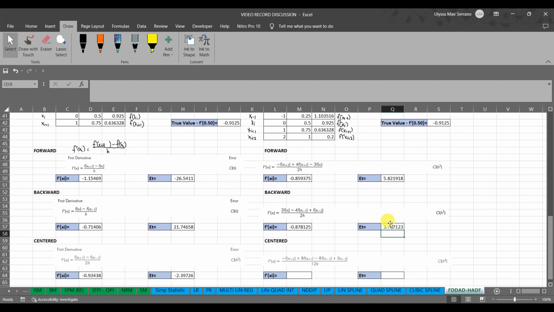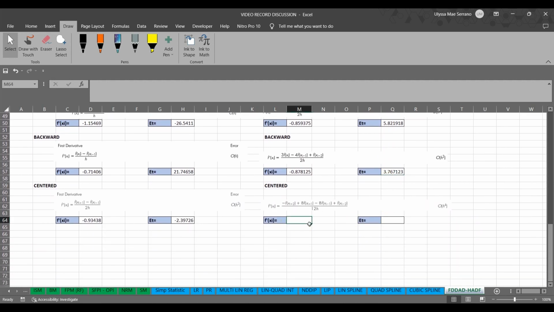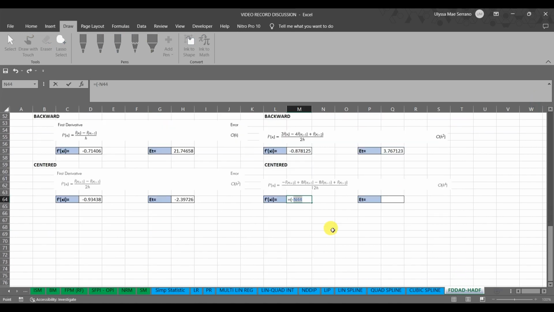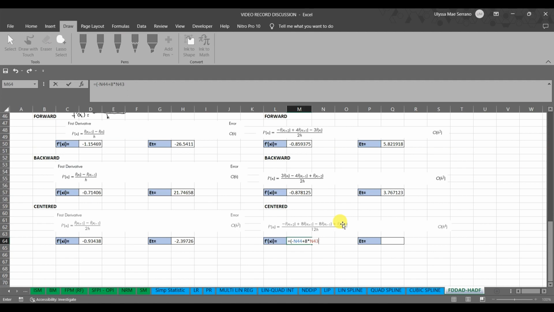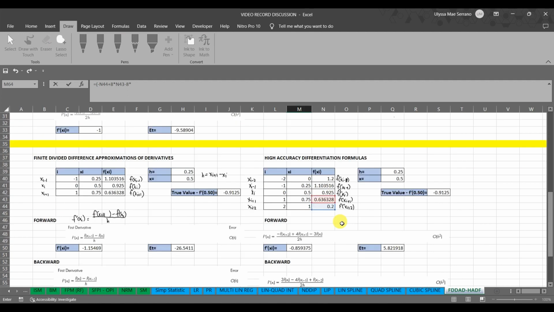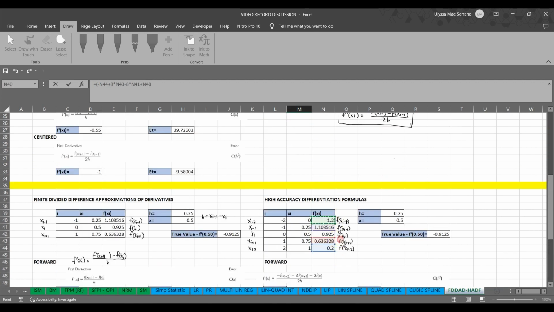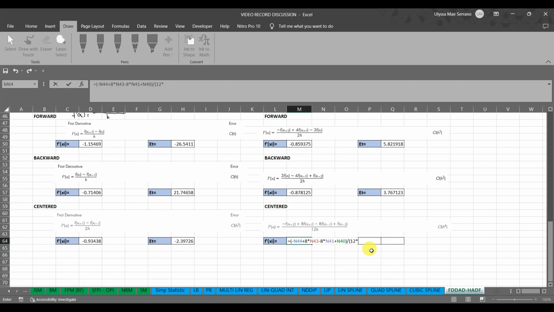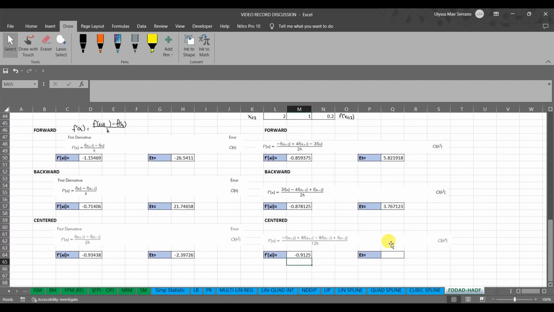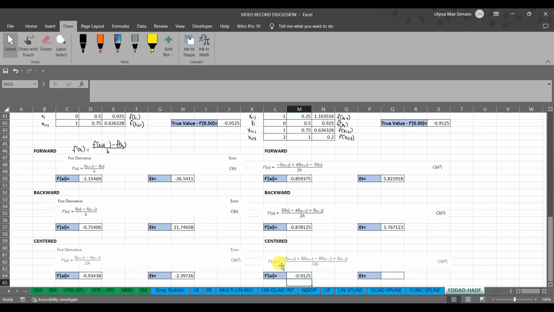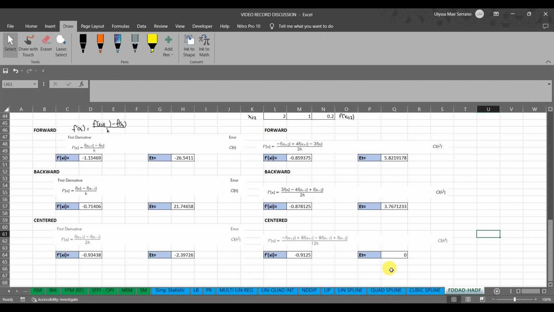Now, using the centered finite divided difference with the high accuracy differentiation formula, it will be negative f of x sub i plus 2, plus 8 times f of x sub i plus 1, minus 8 times f of x sub i minus 1, plus f of x sub i minus 2, all over 12 times the step size h. So we will now have the value of negative 0.9125, and we will have a calculated error of 0%.